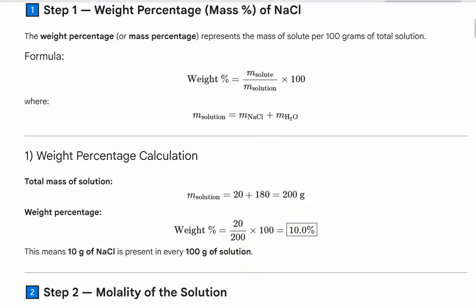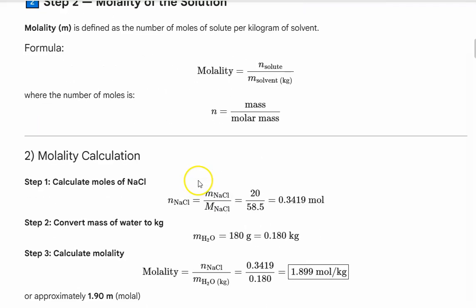So next is the molality of the solution. First, what is molality? Molality is defined as the number of moles of solute per kilogram of solvent. So here is the formula: molality is N solute by M solvent. So N solute can be calculated. N solute is nothing but the number of moles of the solute. So N is equal to mass by molar mass.